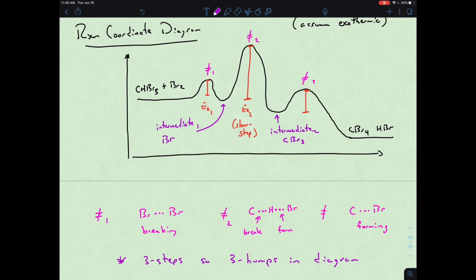And so this is how we can put together rate expressions from mechanisms, and then also how we can design reaction coordinate diagrams to illustrate the energetics of the process in going from the starting materials to the products. And that is it for Module 14.